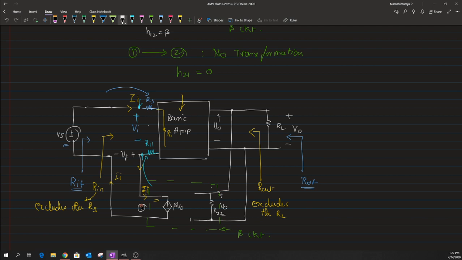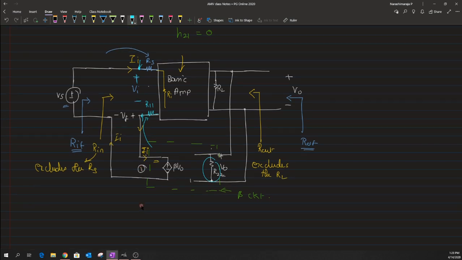The way I can do that is to push the load impedance towards the basic amplifier so that the load becomes an ideal one, which is the open circuit. So let me move this load towards the input side, and I will call that RL. I'm going to remove this R22 in order to make this feedback network ideal from port number 2 as well.